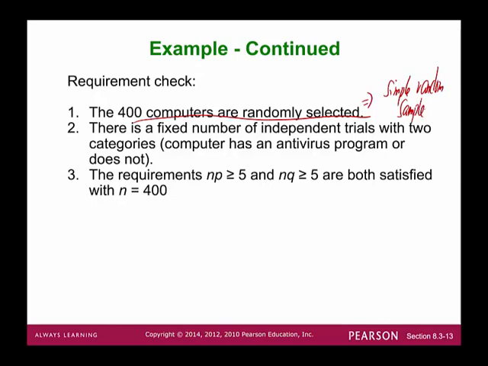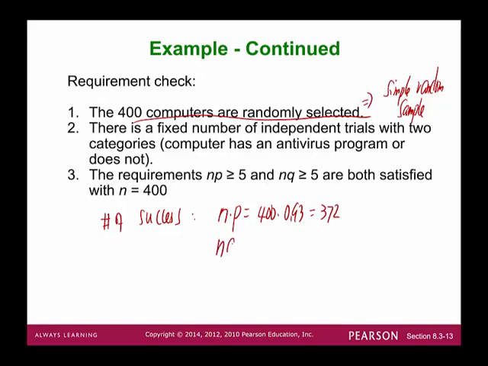And that's a fixed number of trials with two categories, so it satisfies the binomial probability distribution. Requirement: np should be greater than or equal to 5. The number of successes, np, is 400 times 0.93. That turned out to be 372.